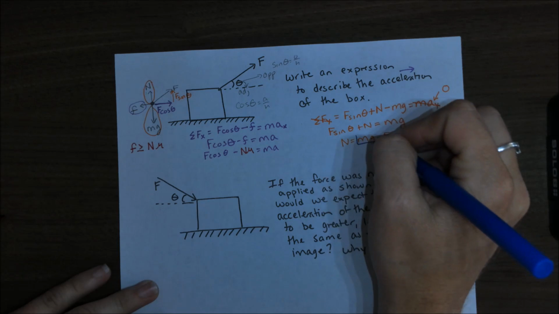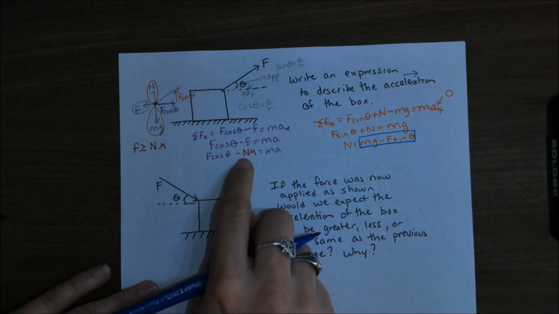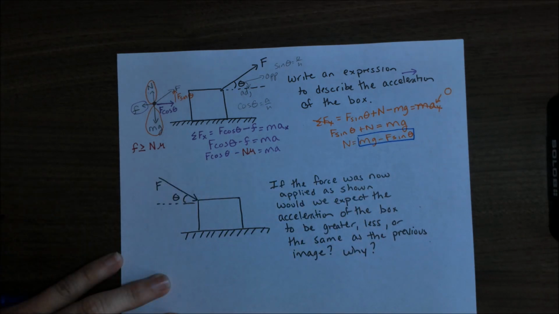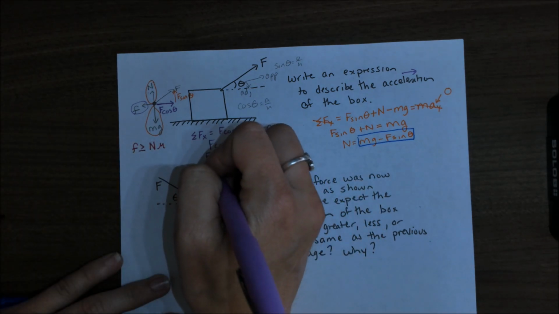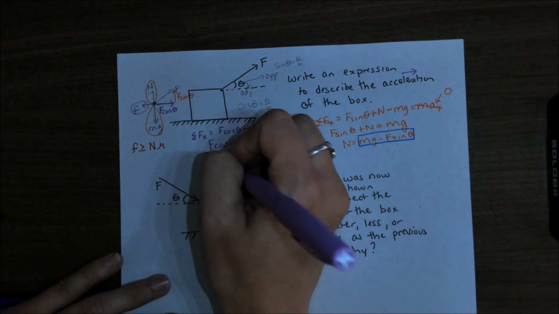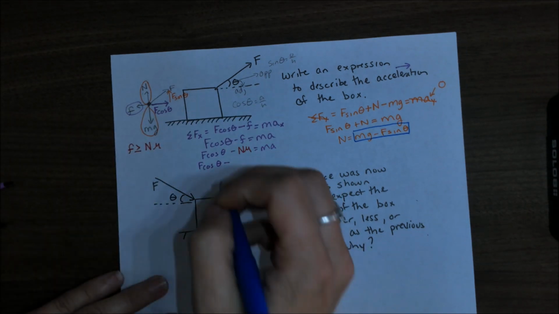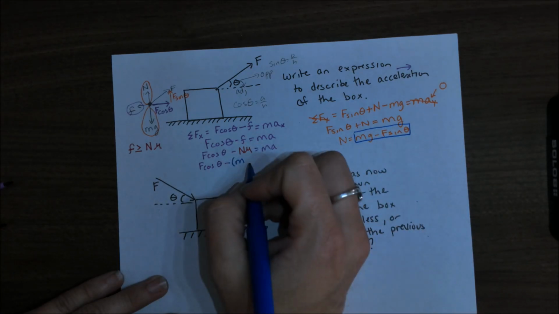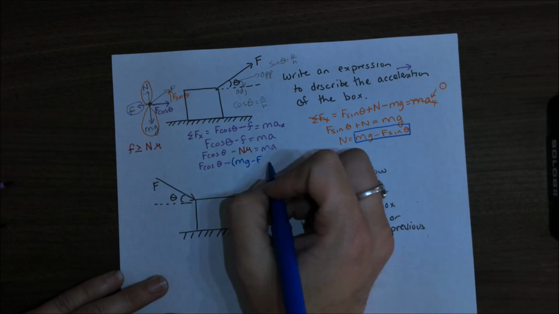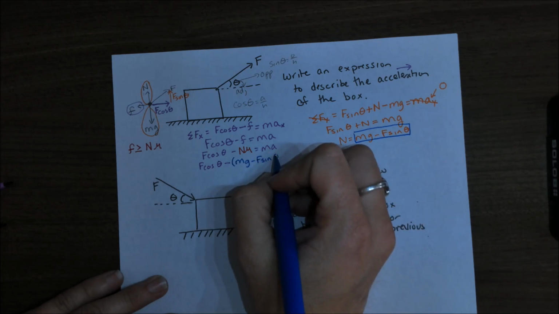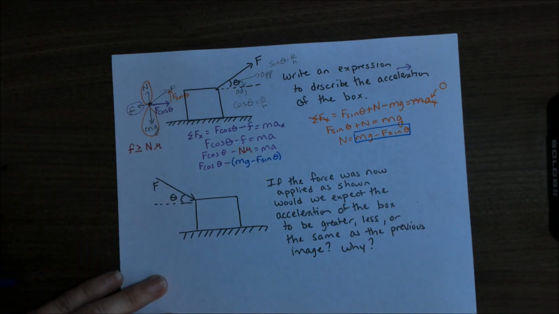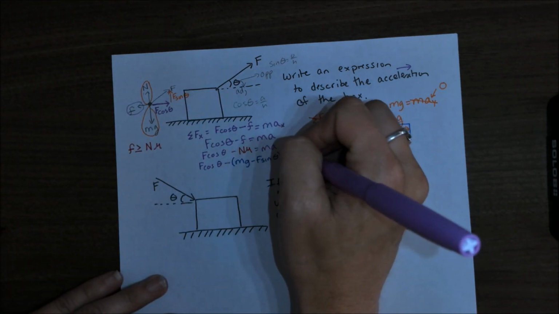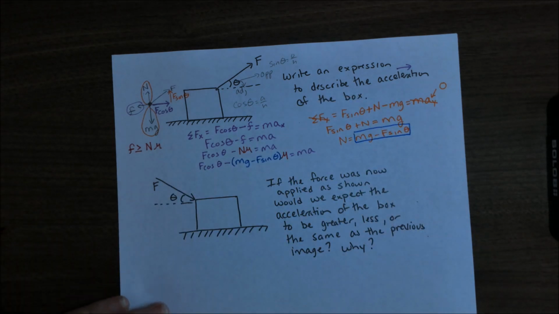So recognizing that this is n, I can actually substitute that in over here. So I still have my f cosine theta. And now I'm subtracting this expression. I'm subtracting mg minus f sine theta. I still have that coefficient of friction, that mu, and then I'm still going to be accelerating.